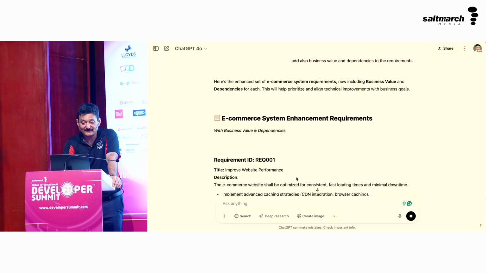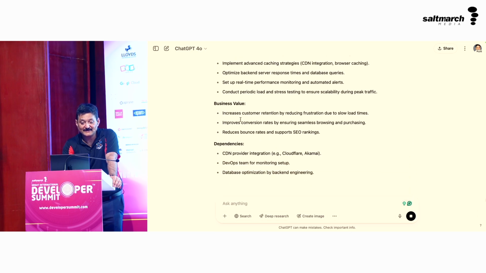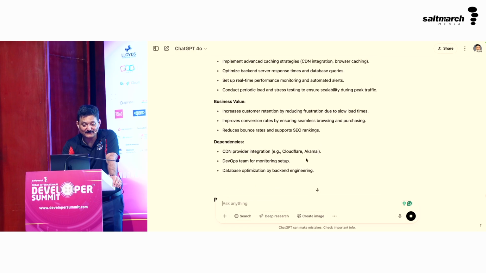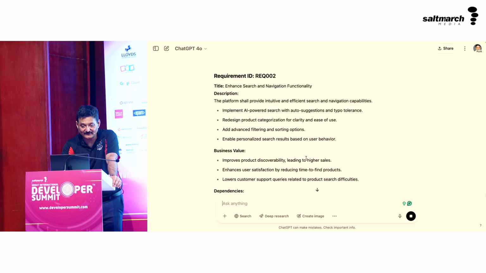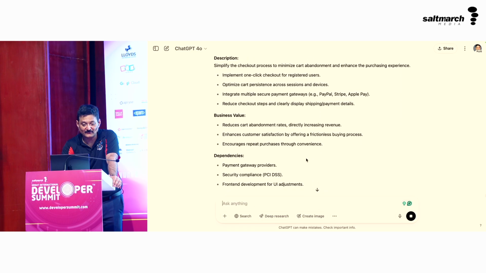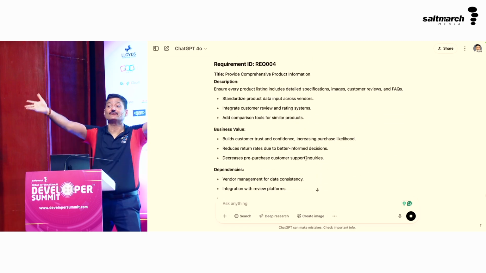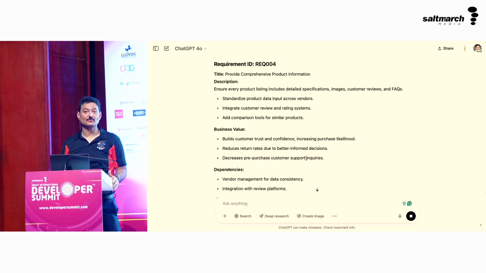Now I'm able to generate improved website performance. Business value is increased customer retention rate, reduced bounce rate, and support for SEO ranking. What are the dependencies? These are the dependencies which are being generated based on that. So it created all these requirements. The next one is enhanced search. Checkout process is also there. Remember we talked about the checkout process? So it's able to generate the requirements for you without any problem. Now based on these requirements, you can generate the stories.